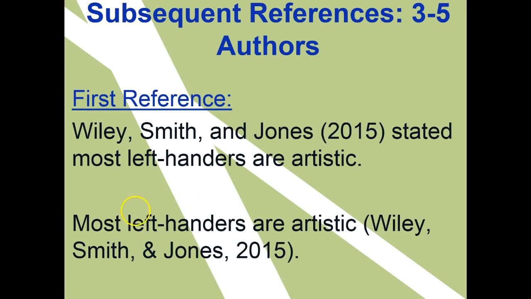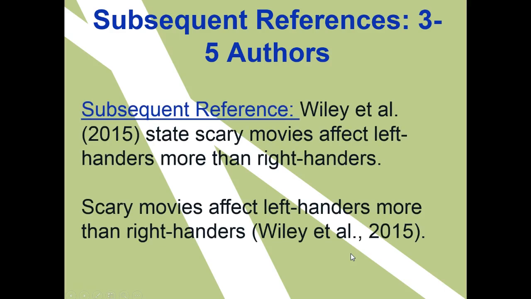So here's just another example. Most left-handers are artistic, and we have Wiley, Smith, and Jones. The next time, subsequent references, we use et al., which is Latin for "and others." The "al" is abbreviated. So here would be an example, Wiley et al. 2015, when you are using the author's name in the narrative, stating scary movies, blah, blah, blah. And if we were citing parenthetically, scary movies affect left-handers more than right-handers, Wiley et al.